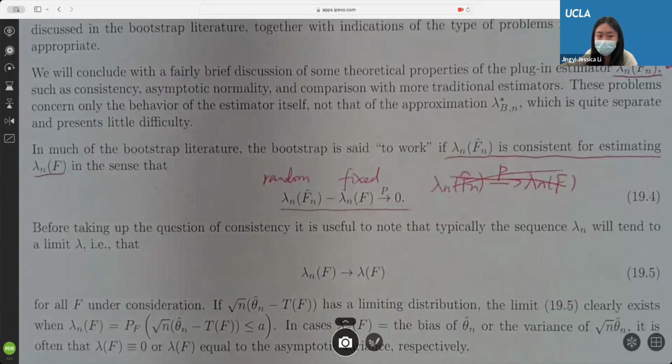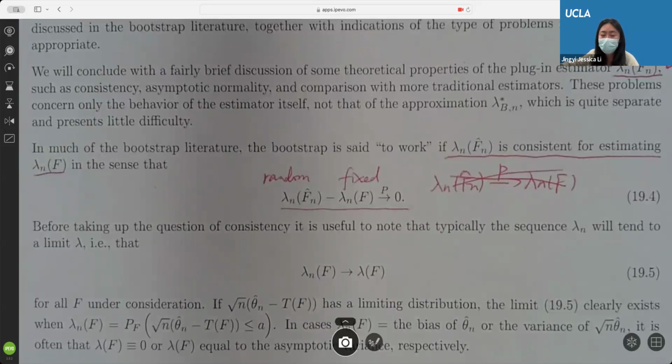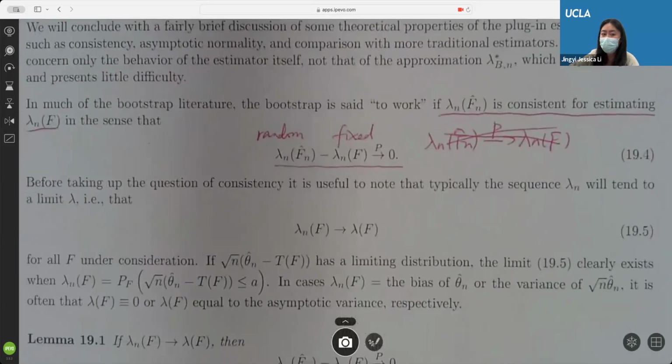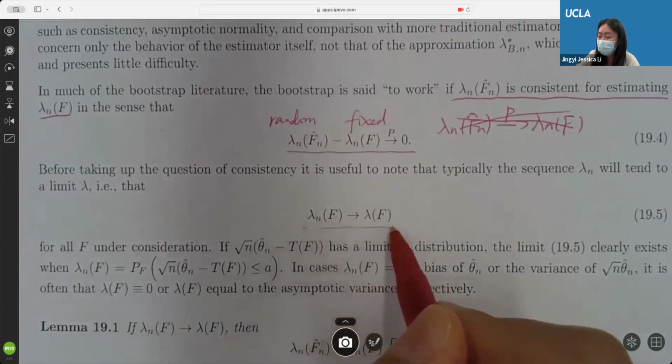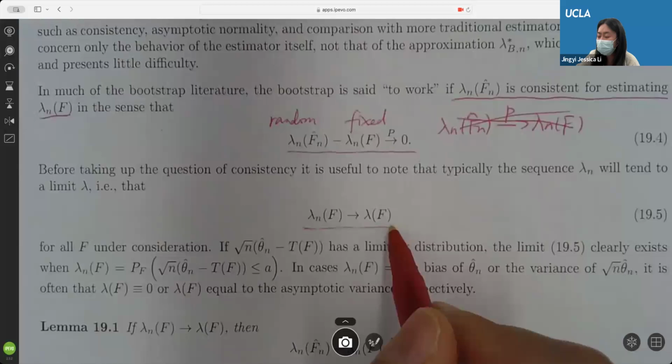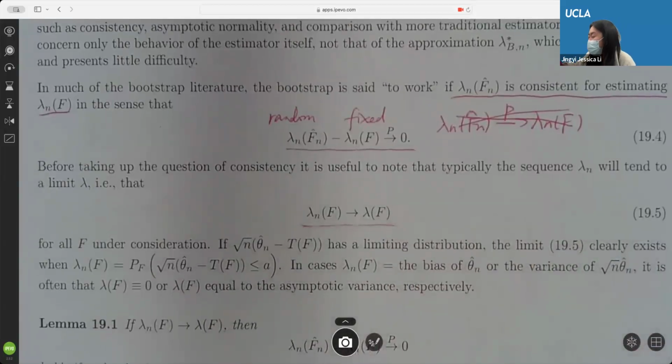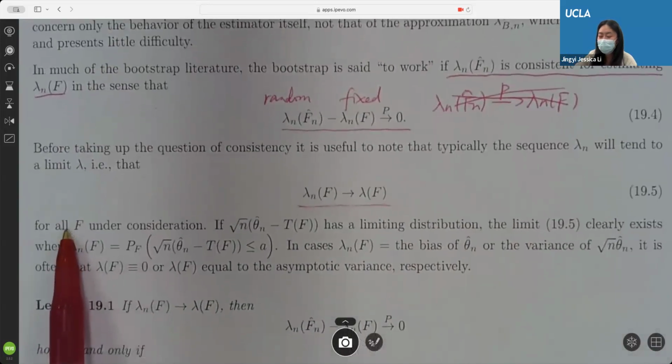Before taking up the question of consistency, it is useful to note that typically the sequence lambda_n, the performance measure, which depends on the sample size, will tend to a limit lambda. So this is something we usually have for the performance measure. And please note that this has nothing to do with our plug-in estimator. It's just the measure itself. For example, the error probability, the bias, the variance, they may all tend to a limit asymptotically, not depending on n. Okay, let's look at the examples.